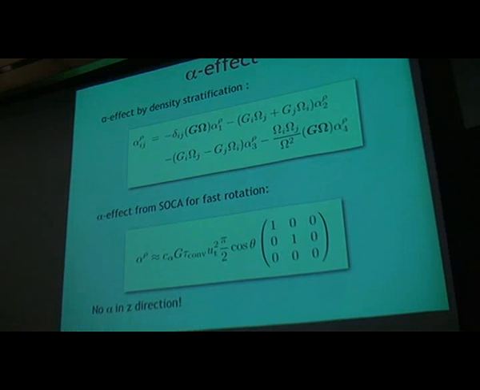Now the predictions of the so-called second-order correlation approximation, which is a very often used approximation in this framework, predicts an alpha for fast rotation basically like this. Namely, it's strongly anisotropic, and we basically don't have any alpha action in the z direction, which has some effect on dynamos based basically on this alpha effect.